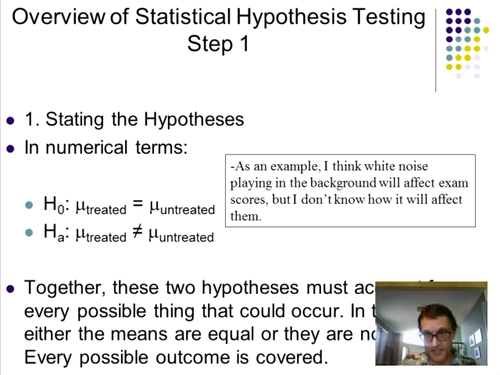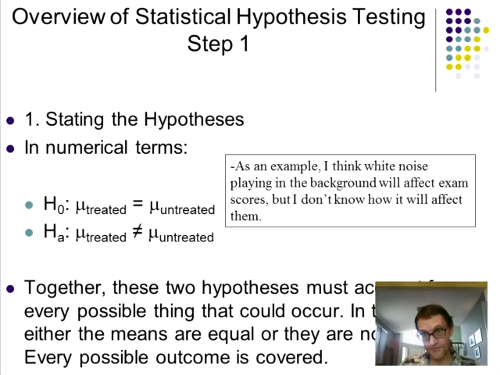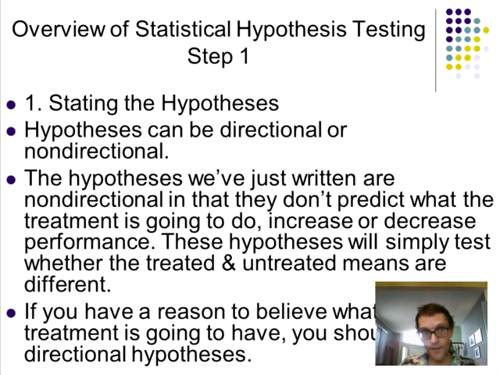It's pretty important to say that these two hypotheses have to account for every possible outcome in the world that could possibly happen. Either white noise does affect people or it does not. Okay? There is no other possible thing that could happen in this study. Either it does or does not. So, powerful outcome.